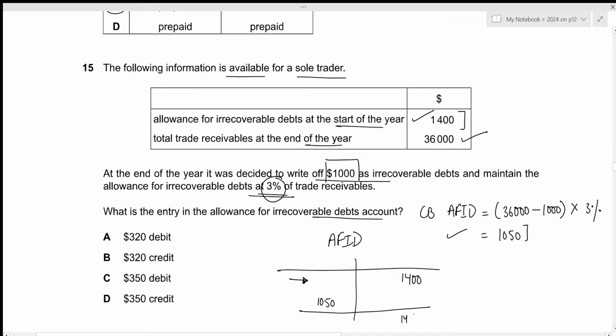Now the total is 1,400. And this balancing figure is just going to be 1,400 minus 1,050, which results in 350. So the answer we are looking for is just going to be 350 debit, which is given by option C. That's all for the 15th question. Let's move towards the next one.